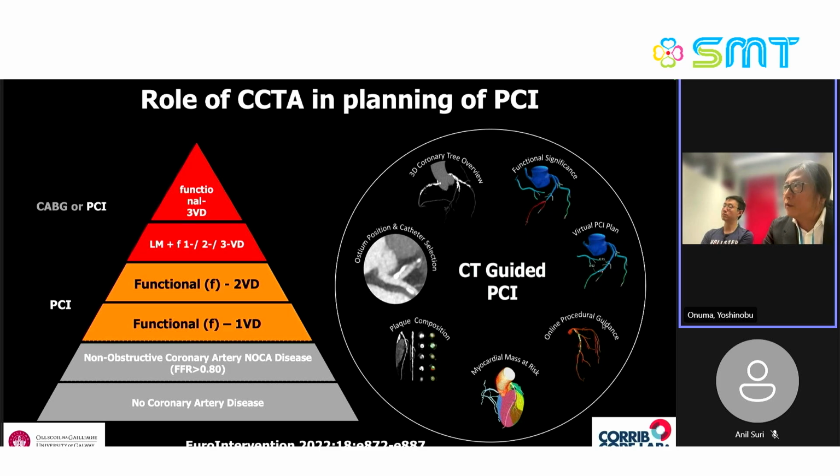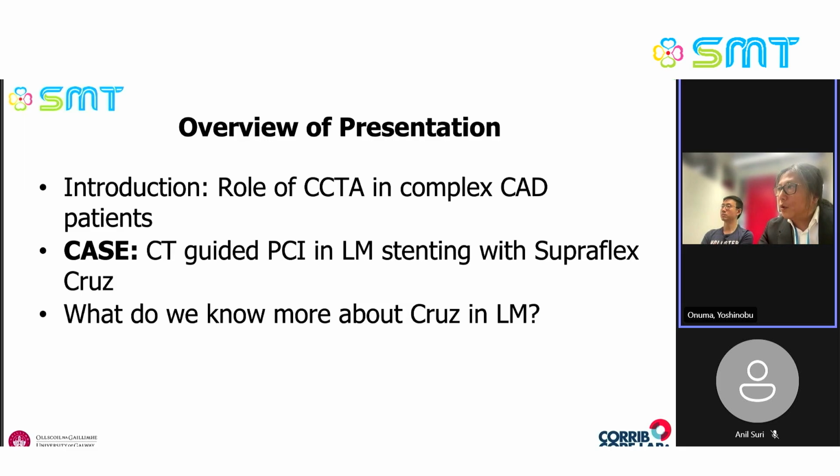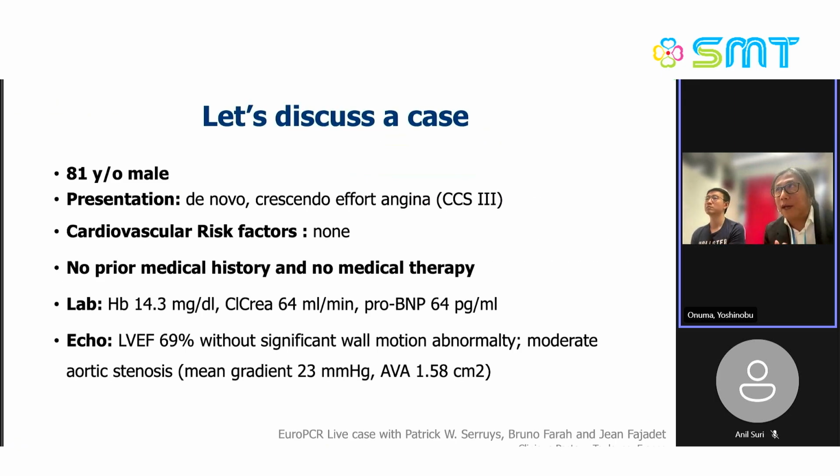And then, before going to the cath lab, we can also see the ostium position and catheter selection. So those are, in principle, how we can use the CT. And now we are going to the case. I think this case was prepared with John. We presented that from Toulouse in France in one of the sessions at EuroPCR.